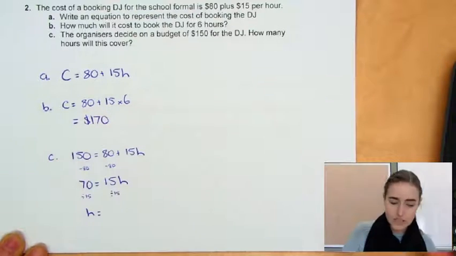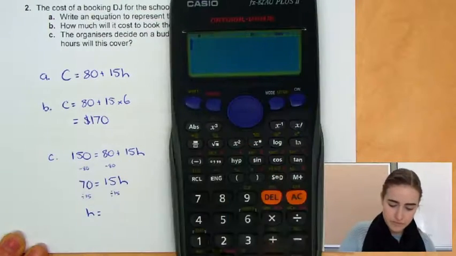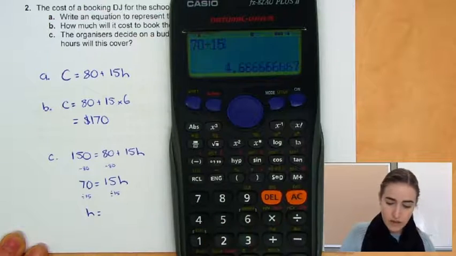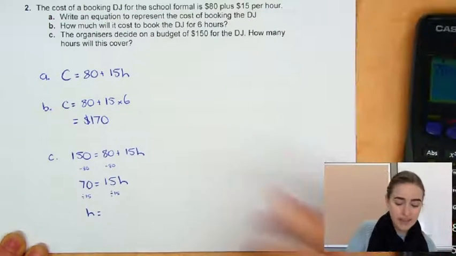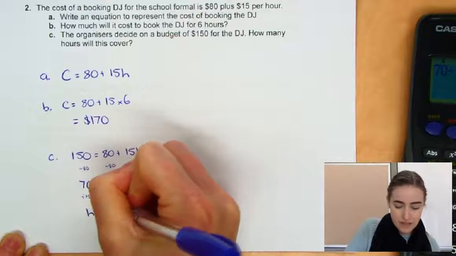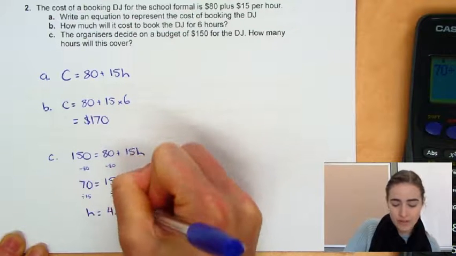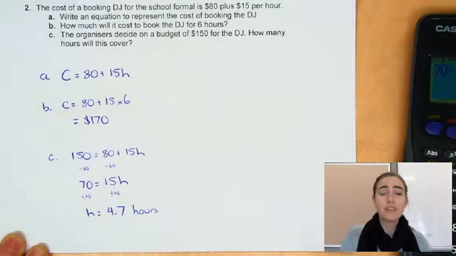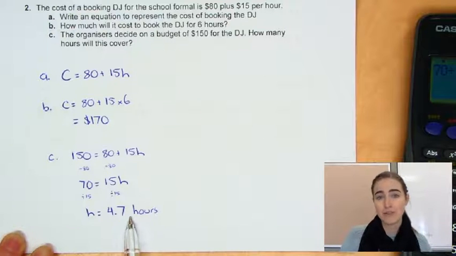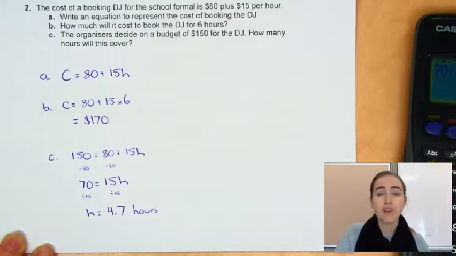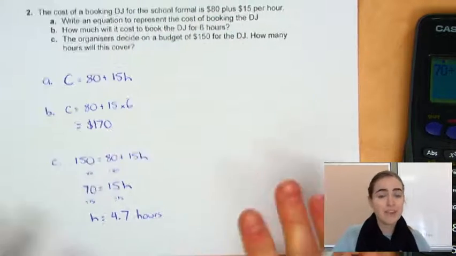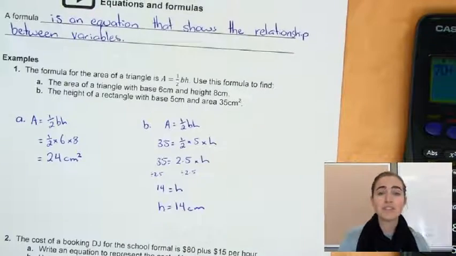So we'll end up with h equals 4.6 or 4.7, about 4.7 hours. So really it only covers 4 hours because you can't book a DJ for 4.7 hours. If they wanted it for the full 5 hours, then they would have to fundraise some more money for it. So that's a quick look at equations and formulas.